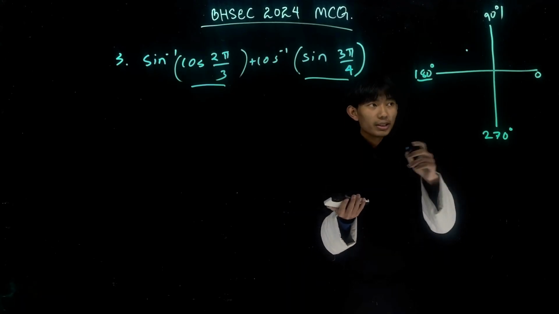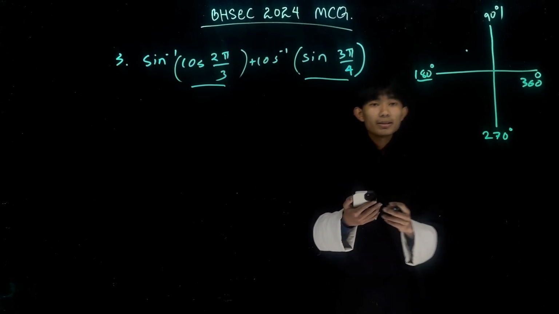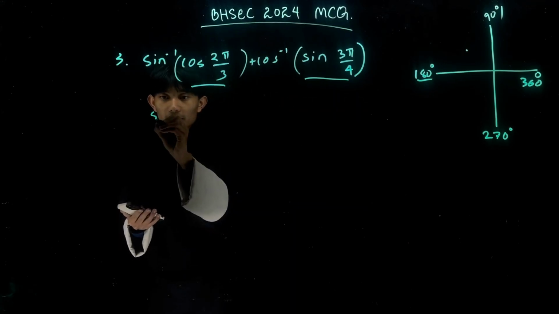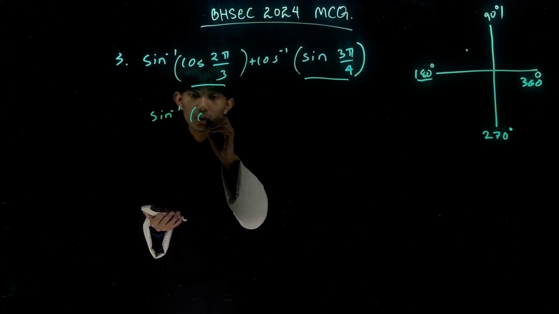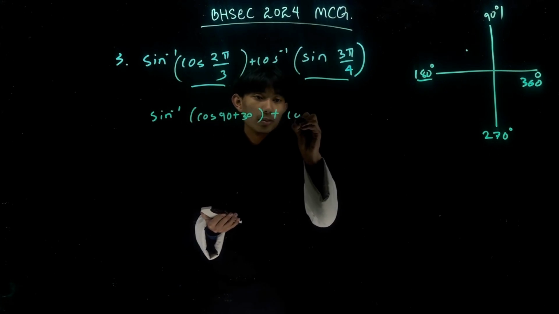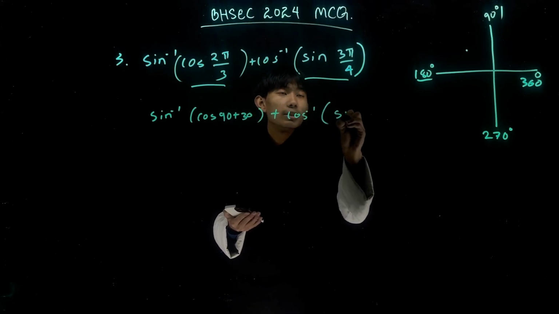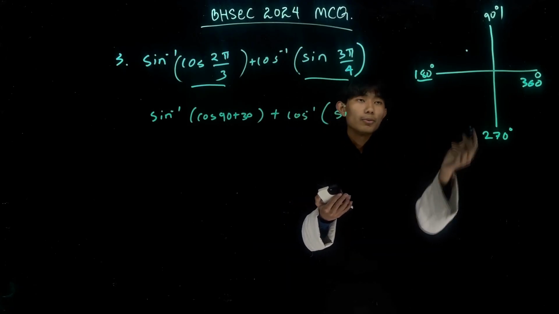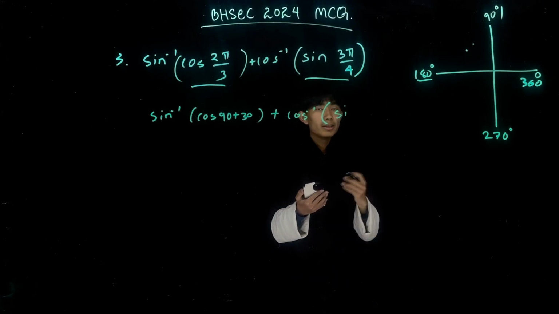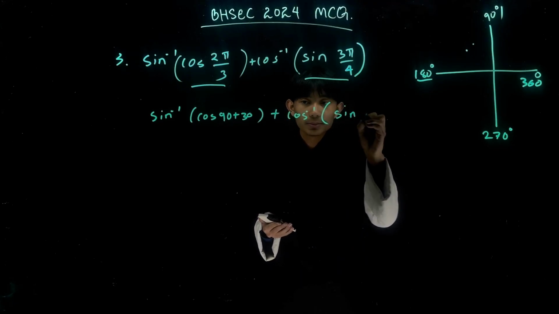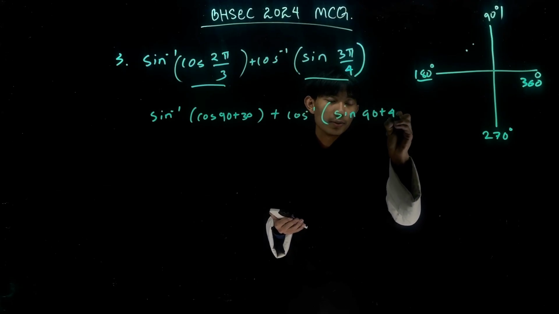But if we take 180 or 360 as the angle of reference, then cos will remain as it is and sine will remain as it is. So what we'll do over here, I will write it as sine inverse cos of 90 plus 30, plus cos inverse. Here also, since this is 3 pi over 4, this is sine 135, and sine 135 will also lie in this region. So we will also take 90 as the angle of reference to change this sine into cos. So we have sine 90 plus 45.